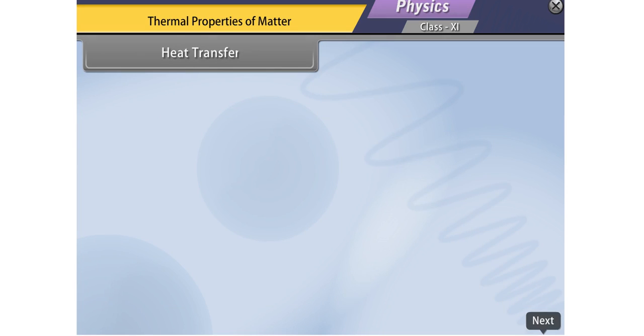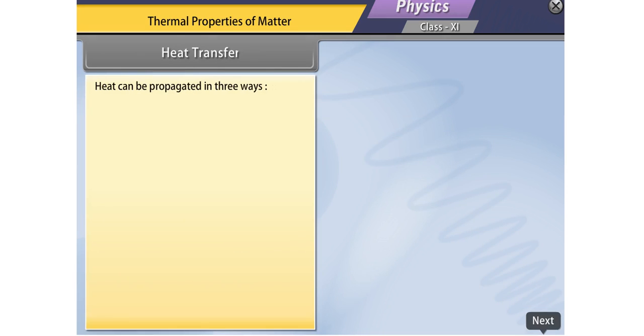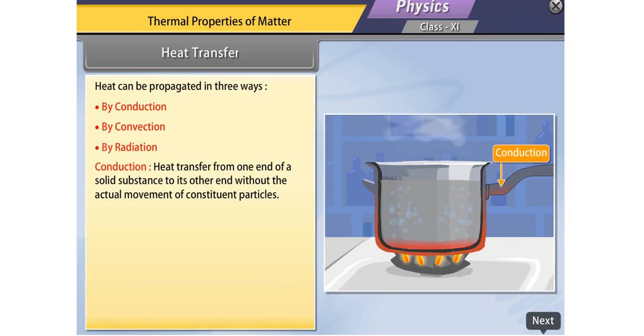Heat transfer. Heat can be propagated in 3 ways. Number 1, by conduction. Number 2, by convection. Number 3, by radiation. Conduction: heat transfer from one end of a solid substance to its other end without the actual movement of constituent particles.